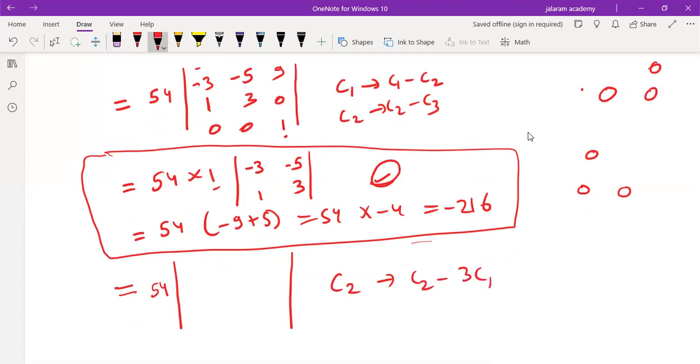So multiply all the elements of column 1 by 3. The first element is minus 9, and when we subtract it from minus 5, it is 4. 3 minus 3 is 0. It will be, when multiplied by 3, it becomes 3. And next is 3 minus 0. It means 0, 0 itself. Remaining all elements will be written as they are. Minus 3, 1, 0. 9, 0, 1.